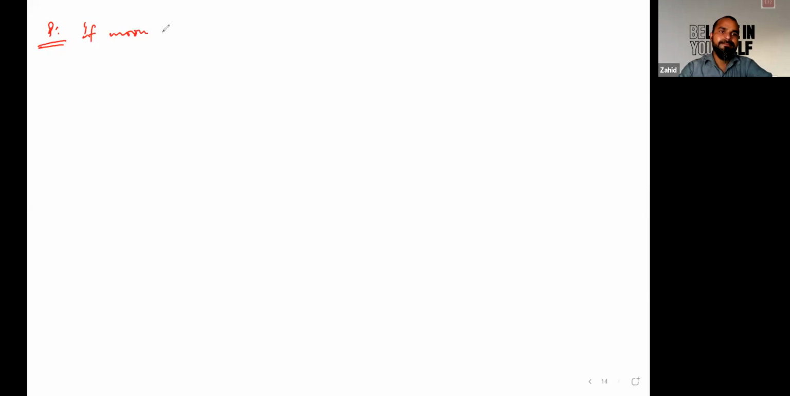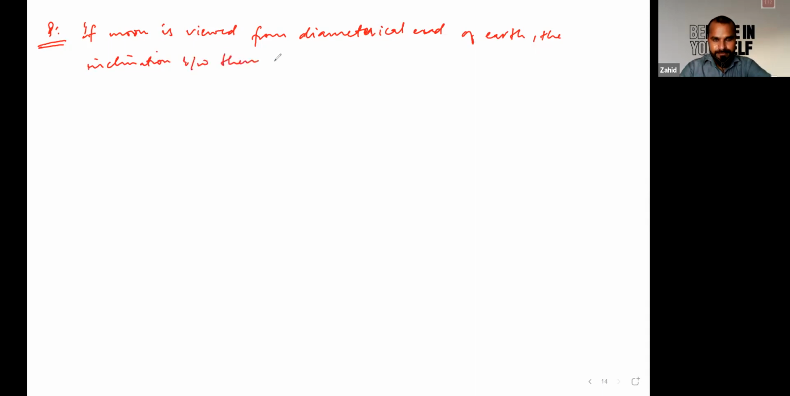There is another question. If the moon is viewed from diametrical ends of Earth, the inclination between them is 1 degree 54 minutes. Find the distance of the moon from Earth.